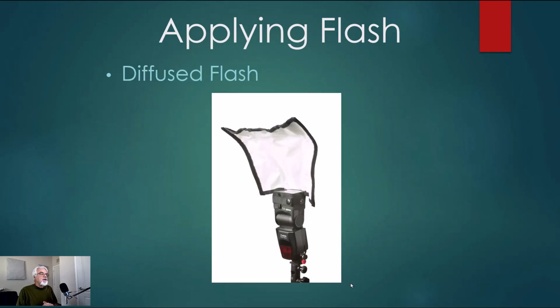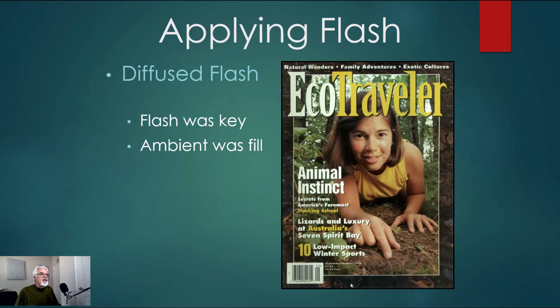So there's a couple other things you can do with your flash to control the softness of the flash output. This happens to be called a flash bender, and I got it at B&H, but anyway, it works great for diffusing and softening the quality of light.